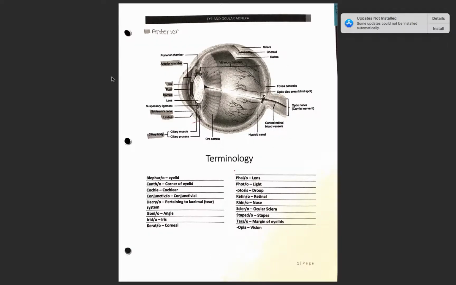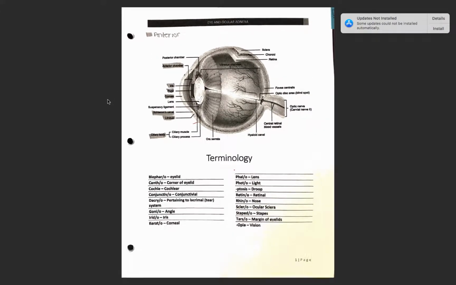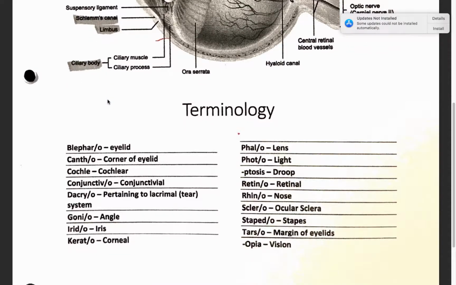At the beginning of the section, I want you to write all of the terms for the eye. You have blephar for eyelid, so a blepharoplasty is a reconstruction of your eyelid. Cant means corner of eyelid. Cochlea means cochlear. Conjunctiv means conjunctival. Dacry means pertaining to the tear duct. Goni means angle. Irid means iris.